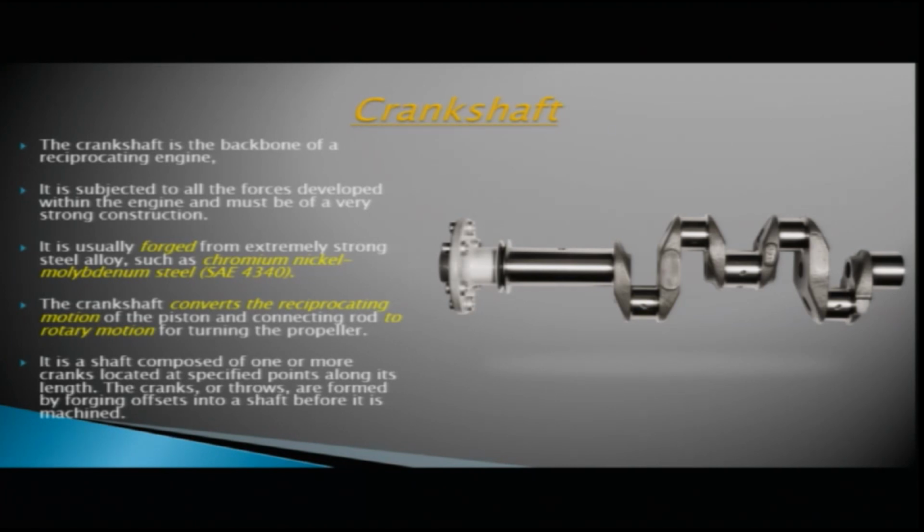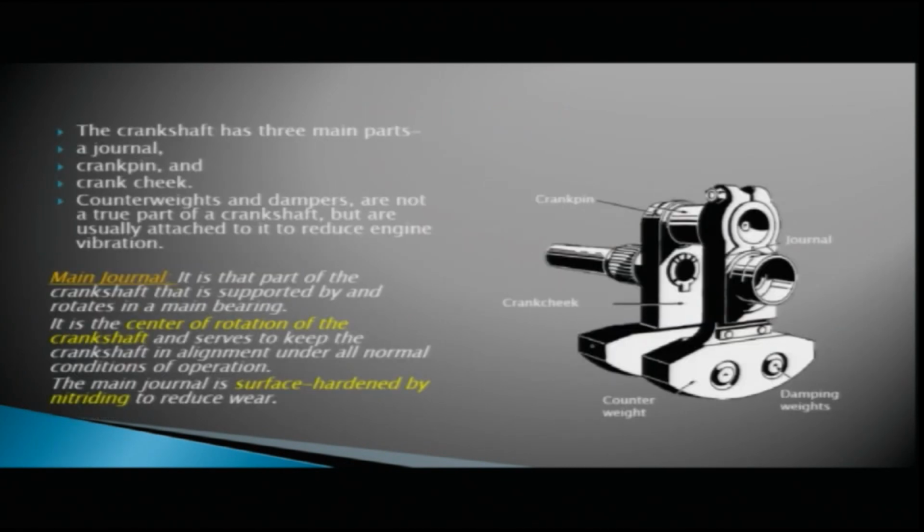So, the crankshaft is a shaft composed of one or more cranks located at specified points along its length. So, these are your cranks, or we can call it a throw also. They are formed at specified points along the length, by forging offsets into a shaft before it is machined. The crankshaft has three main parts. It has a journal, this is your journal here, then the crank pin and a crank cheek. Counterweights and dampers are also employed in some of the crankshafts. They are not a true part of the crankshaft, but are usually attached to it to reduce engine vibration.